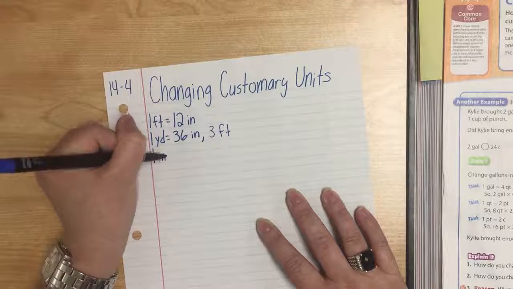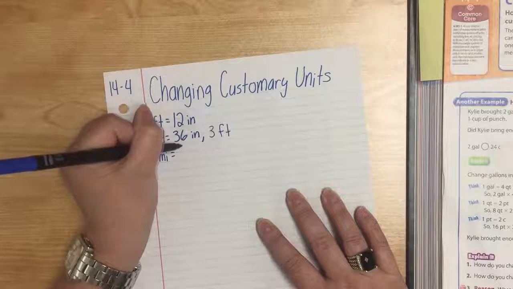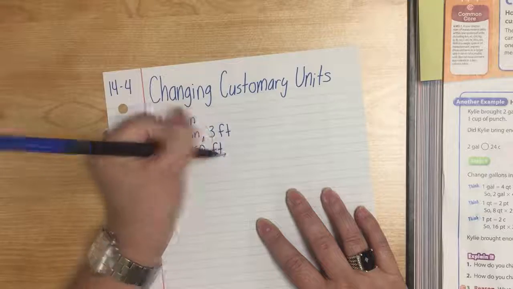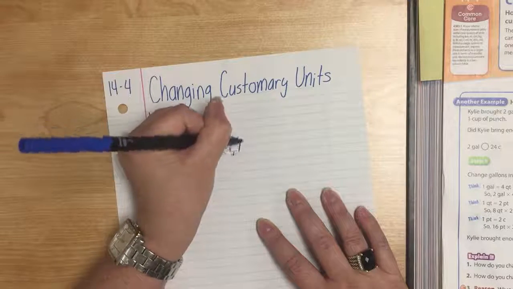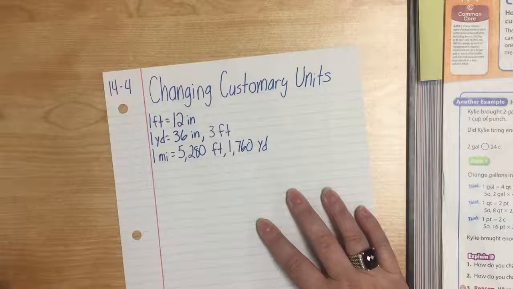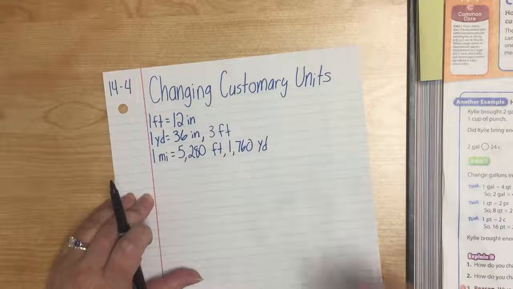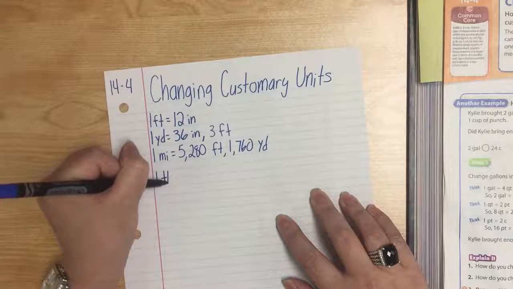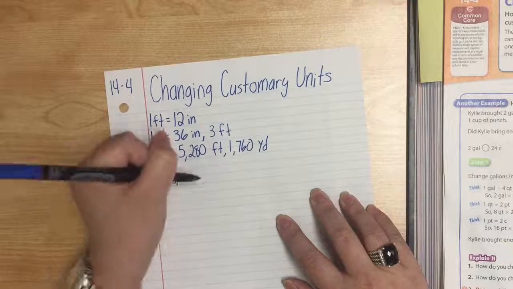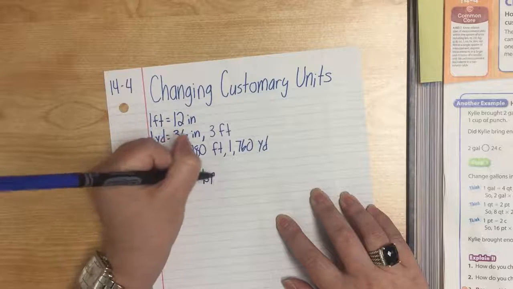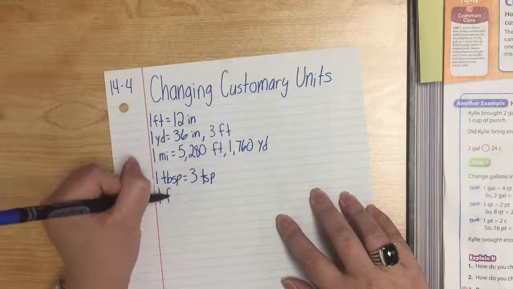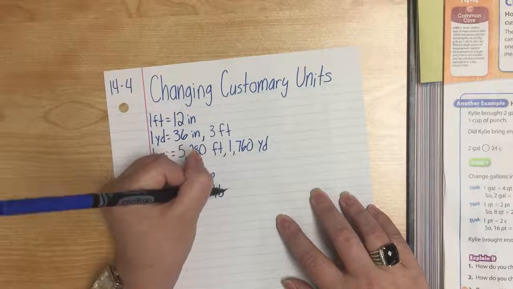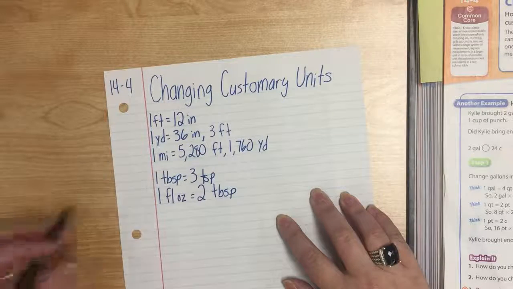1 mile is 5,280 feet, or 1,760 yards. You need to also know 1 tablespoon is 3 teaspoons. 1 fluid ounce is 2 tablespoons. This will all come in handy when you are cooking.